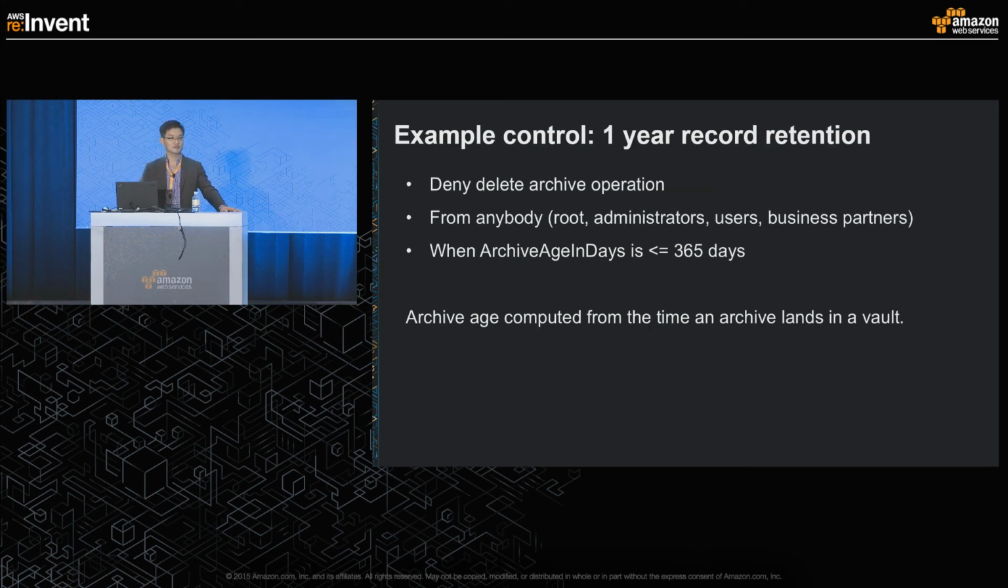So let's go through an example to see how this actually works. This is a very simple example, 1 year record retention. What does 1 year record retention mean in the vault lock sense? We do a little translation. This means that I'm going to deny the delete archive operation from anybody, including the root or your administrator, your business partners, and yourself, when this archive age in days control code is less than or equal to 365 days. That's really what a 1 year record retention means.